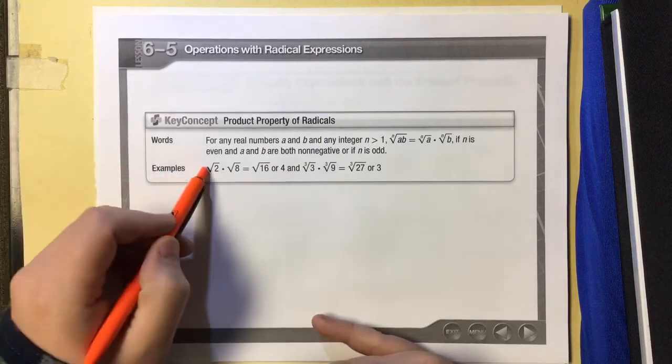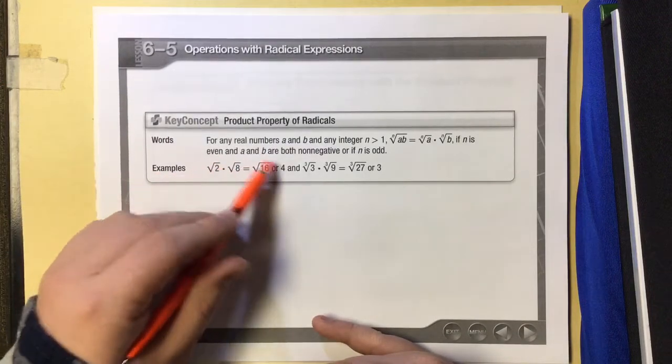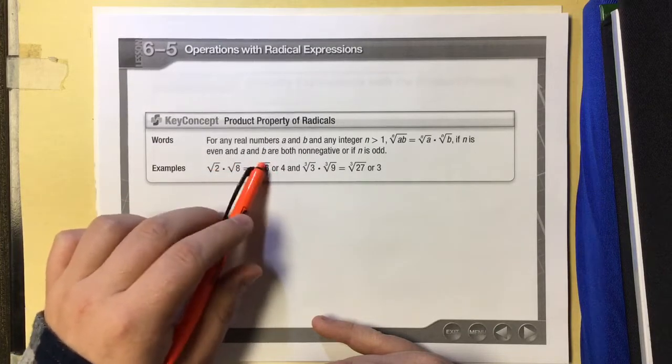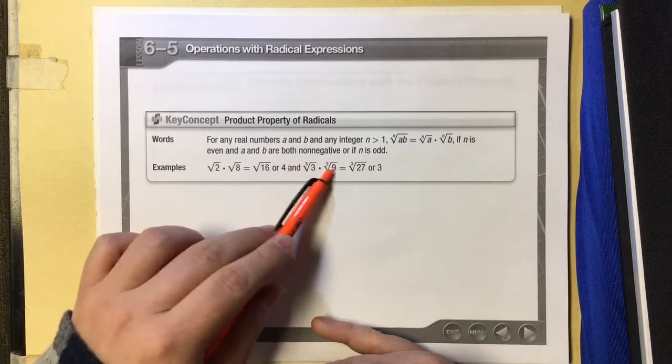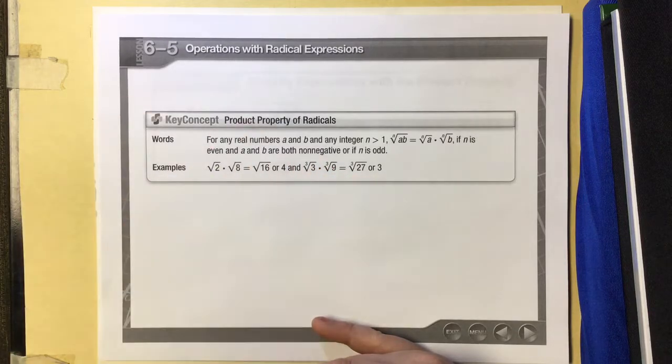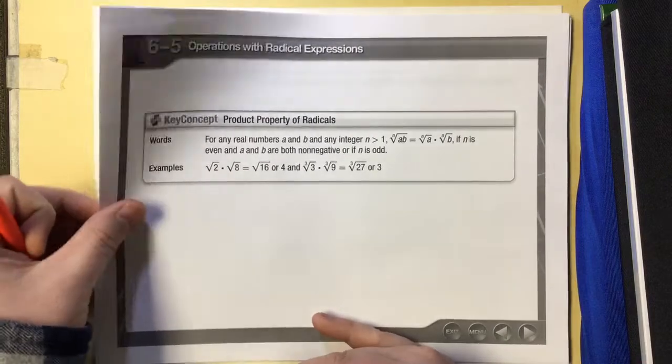We did this where we said if the index on each radical is the same, we can multiply the radicands. 2 times 8 would give us 16, and try and simplify it. These are both third roots, so the index is the same, so you can do 3 times 9 is 27, and then try to simplify that if we want.